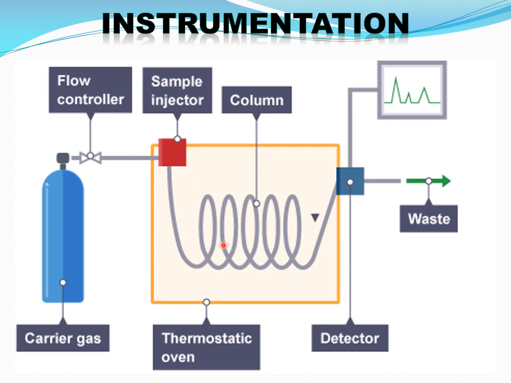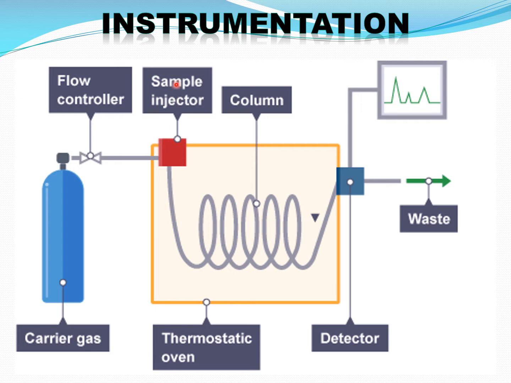This column is kept inside a thermostatic oven, and it is always kept at high temperature. Why is it kept at high temperature? Because the mixture of components should always be in the gaseous state. Only then can they be separated. Because the mobile phase is a gas, the mixture of components also should be in the gaseous state for proper separation to take place. That is why this column is always kept hot.